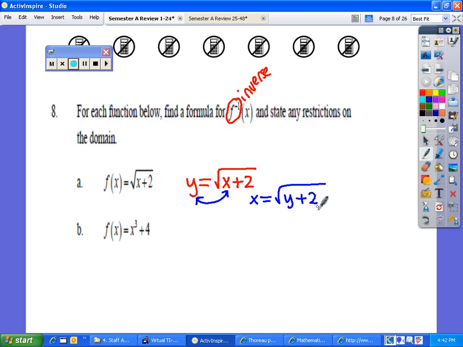Now the only way to get rid of a square root is to do the square. And you're left with x squared equals y plus 2. Now, our goal is to get y by itself after we switch the x and the y. So we're going to subtract 2 on both sides. And our final answer is x squared minus 2.